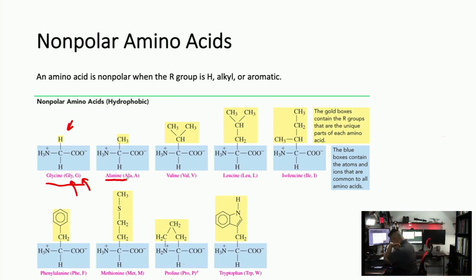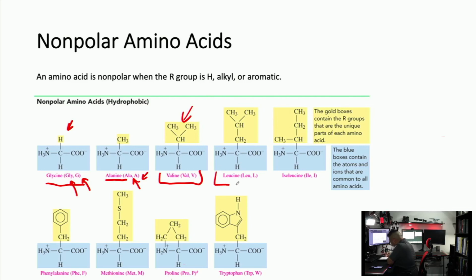Next one, the methyl group. That's alanine. We saw that in the previous slide. Its three-letter designation is ALA, and its one-letter designation is just A for alanine. We already saw valine on the previous slide. That's nonpolar, because it has an alkyl group right here.